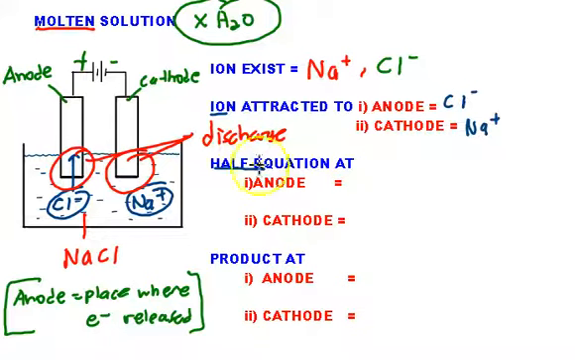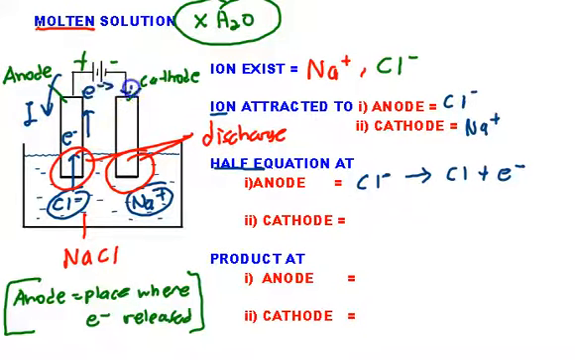Now for the half equation at the anode, here we will have chloride and it will release the electron. As you can see, it releases the electron, so the electron will be going upward, the opposite direction of the current. This is the electron movement. Now for chlorine, it appears as a diatomic molecule, so you have to put 2, 2 and 2. So this is the half equation of the anode.